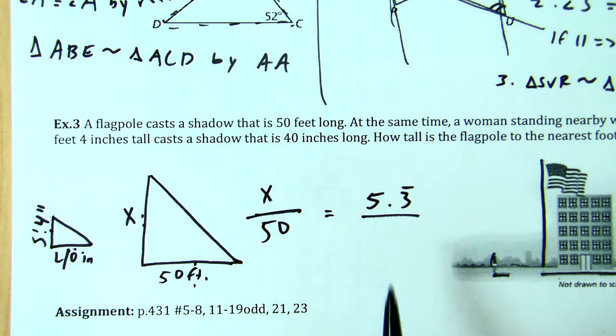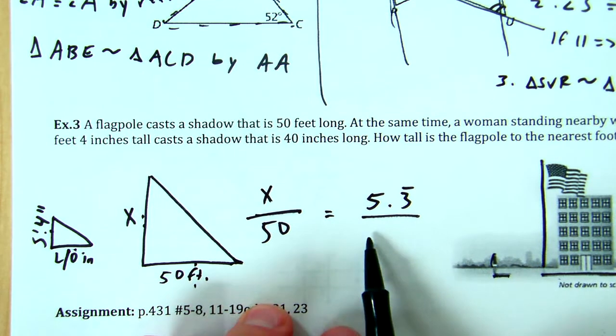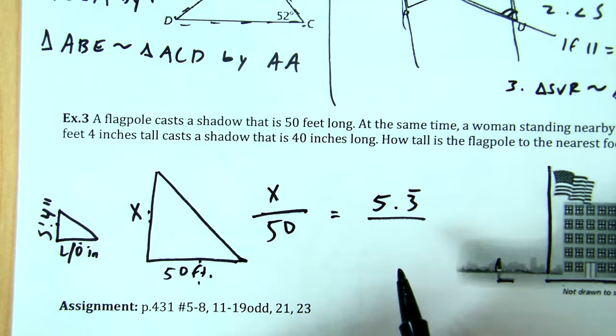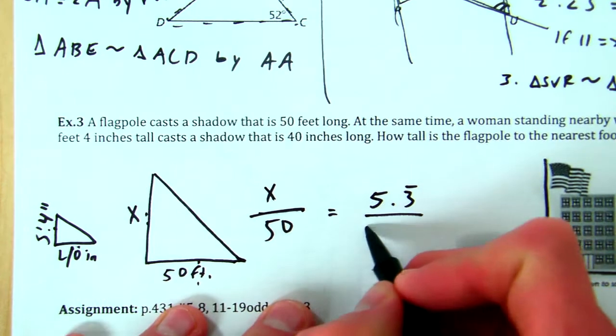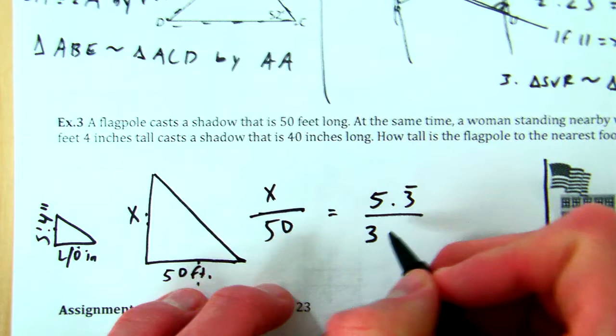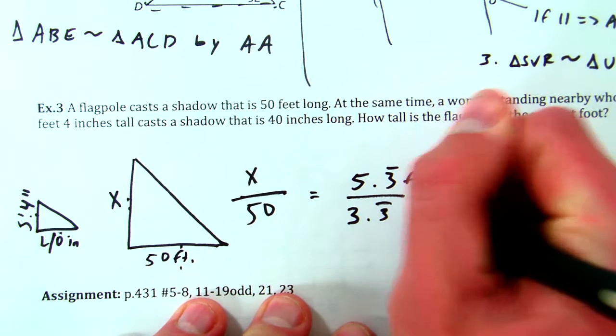Okay. 40 inches. I want to figure out how many feet are 40 inches. Well, once again, there's 12 inches in a foot. So you've got 12, 24, 36, which is 3 feet, and you still have 4 inches left over. So this would be 3.3 repeating. And now these are both in feet.